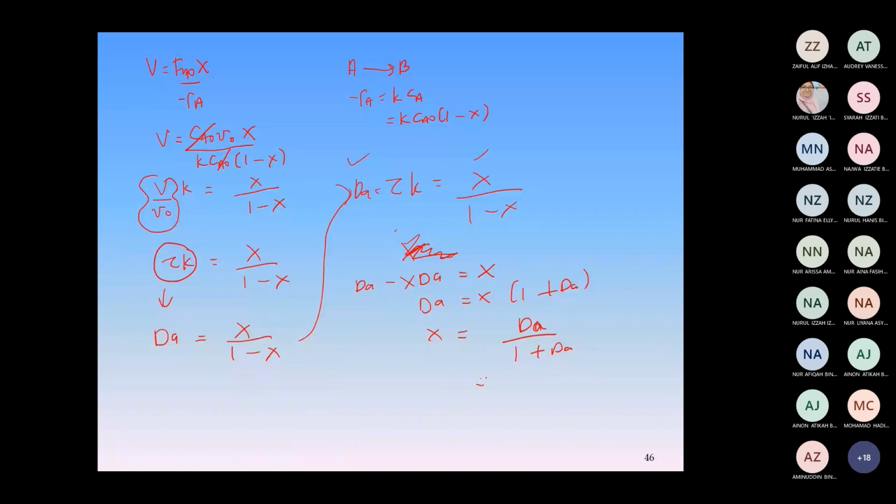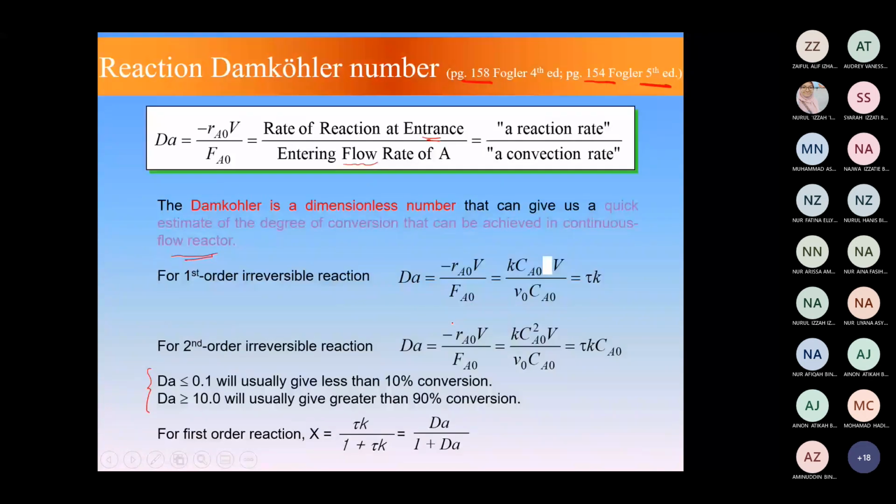So what is Da? Da is defined as tau K. So you just put tau K over (1 plus tau K). So this is for the first order reaction, which is this one. I have simplified it, so you will have this.